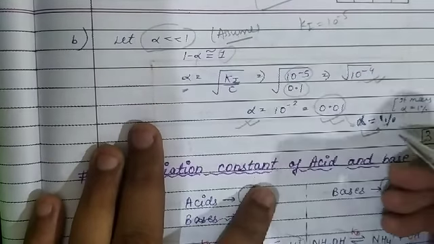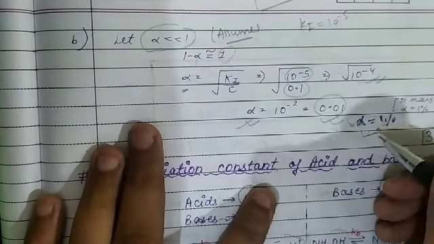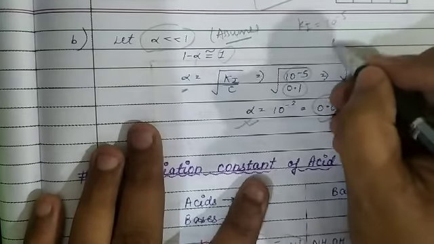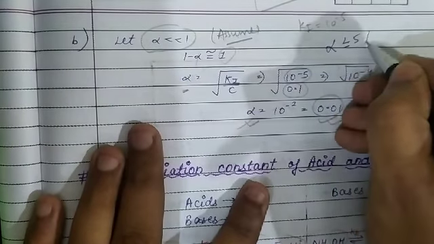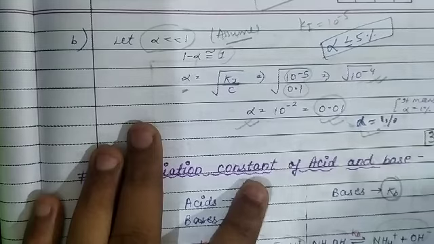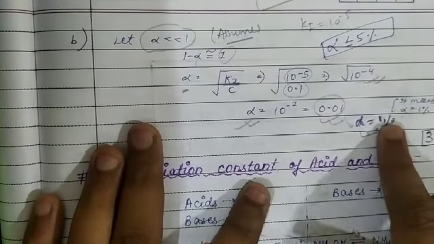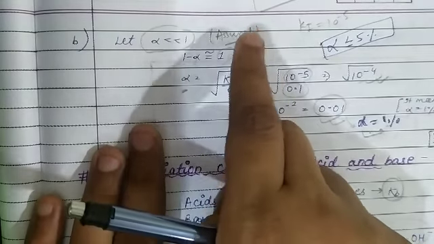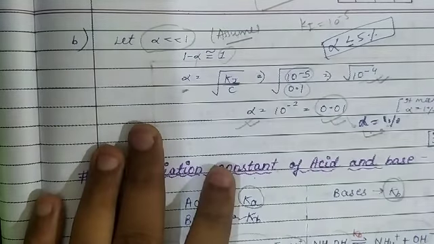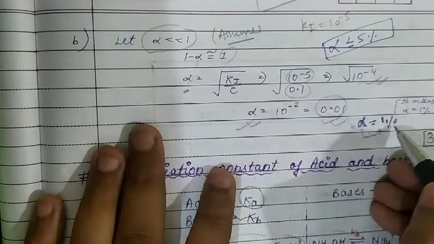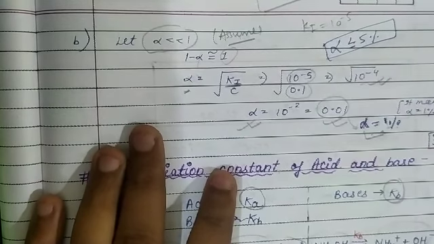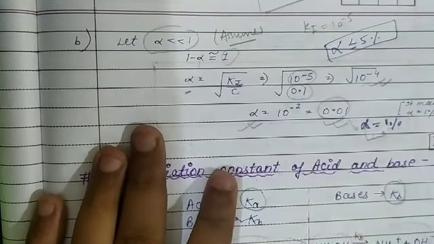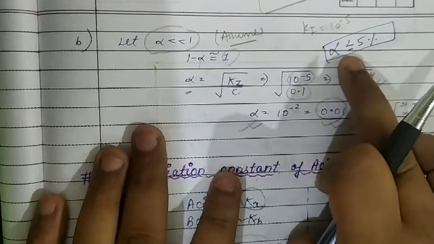See, if the value of alpha comes less than or equal to 5%, it means our neglection is correct, our assumption is correct. So we have made the correct assumption, because alpha comes here as 1%, which is less than or equal to 5%. It means here we can neglect the alpha. So this is the rule we have to follow.